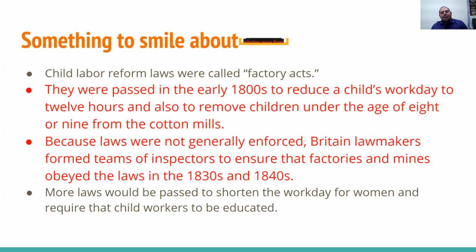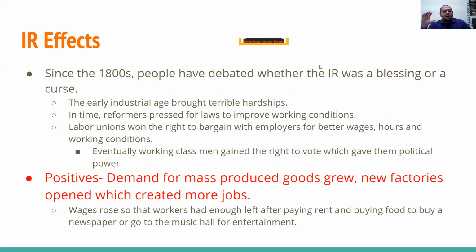And because these laws were generally not enforced, British lawmakers formed teams of inspectors to ensure that factories and mines obeyed the laws in the 1830s and 1840s. Inspector Javert. Does that ring a bell? More laws would be passed to shorten the workday for women, and that required child workers to be educated first before they get hired.